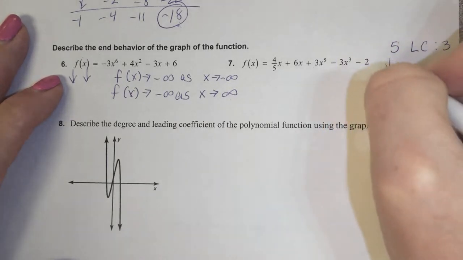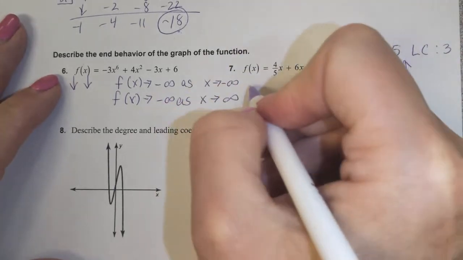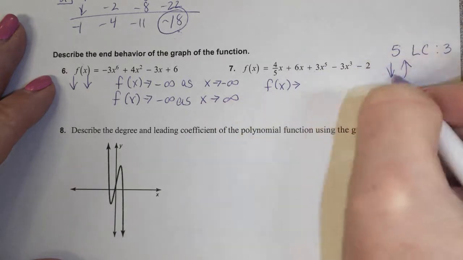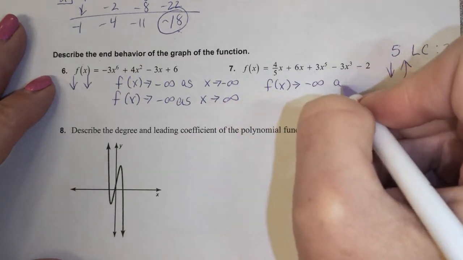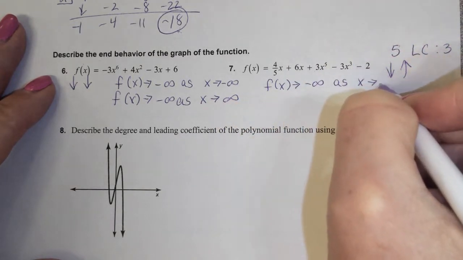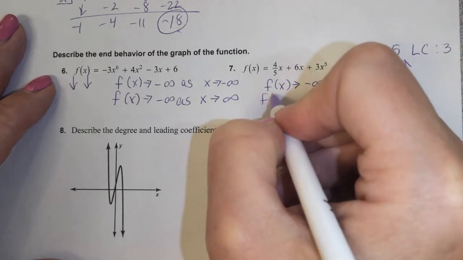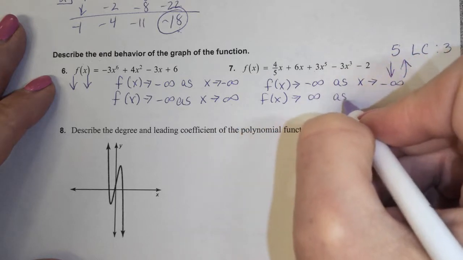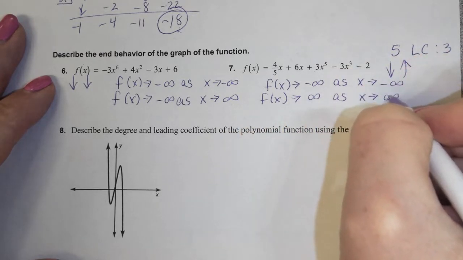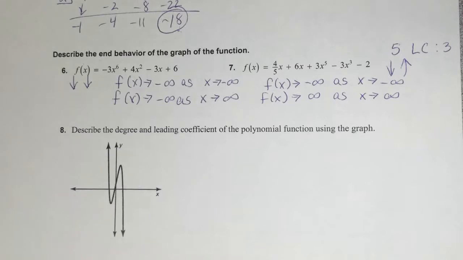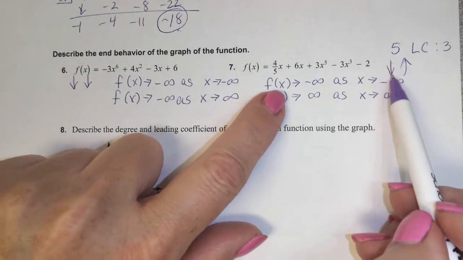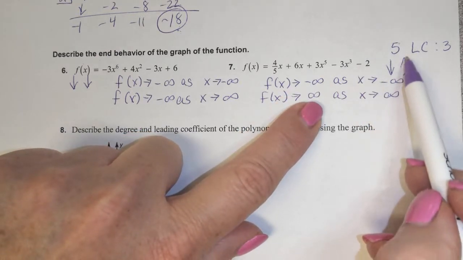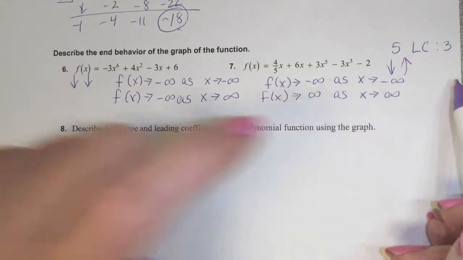Yeah. That's right. So the way that I write that is f of x approaches negative infinity as x approaches negative infinity. F of x approaches positive infinity as x approaches positive infinity. This is saying y goes down as x goes down to negative infinity. Y goes up as x goes to positive infinity.